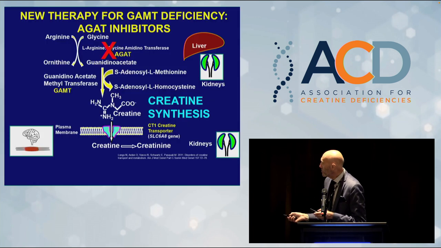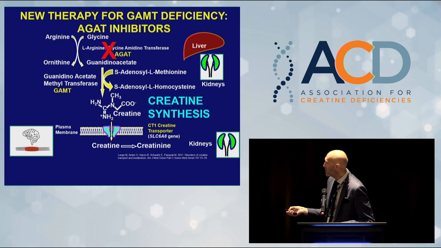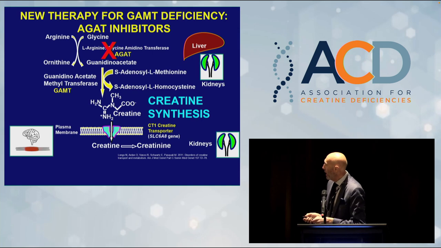Now, what would be the ideal goal? Obviously, the ideal goal would be to totally remove the activity of this enzyme, which is AGAT. You have already heard about the efforts underway in the laboratory of Dr. Schulze to reduce completely the expression of this gene. But at the same time, if we had a direct inhibitor of this enzyme, even if some enzyme were made, we would completely block the synthesis of guanidino acetate. Now, how do we do that?